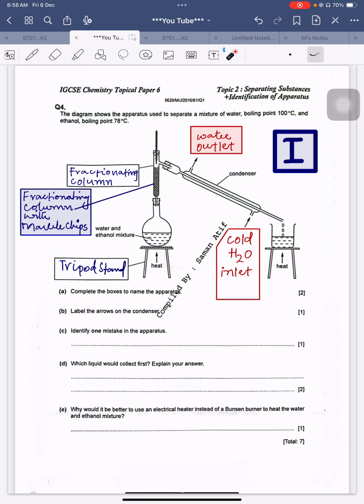So what are the names of these apparatuses? Look here. There are marks written in these square brackets. So what is this? It is called a fractionating column. As they have not asked about this part, you cannot write marble chips here. He is just asking about this part, so there is nothing filled at this top part, and you can write the fractionating column only. Remember that he is asking about this part as well, and this is called a tripod stand.